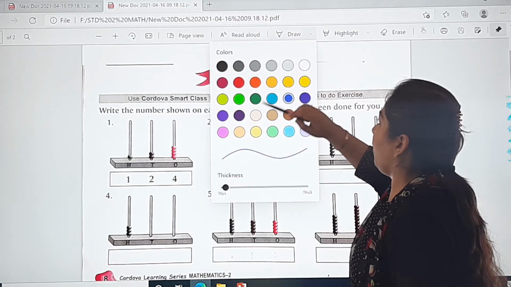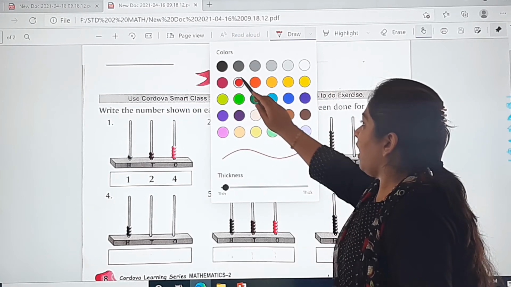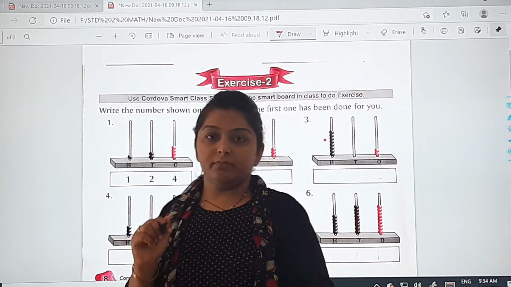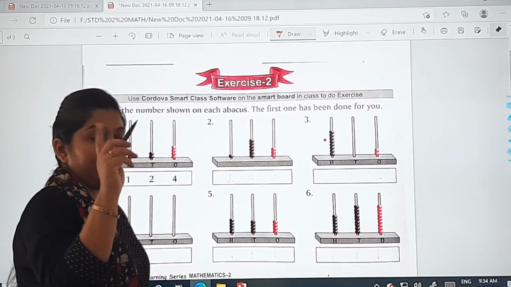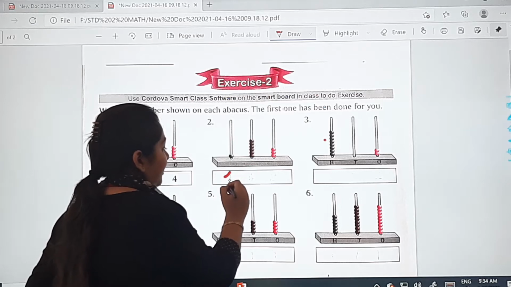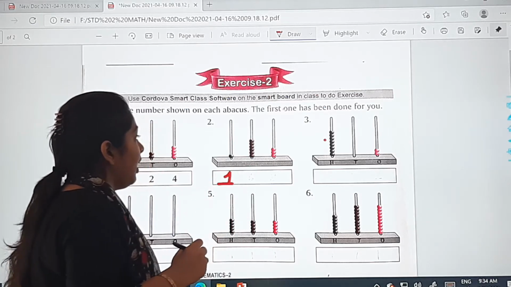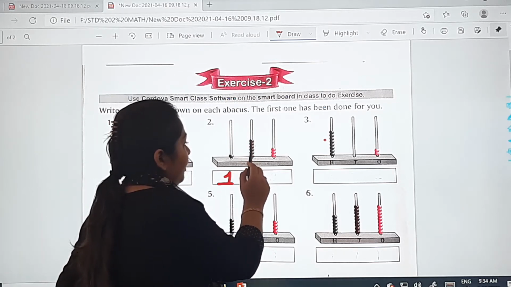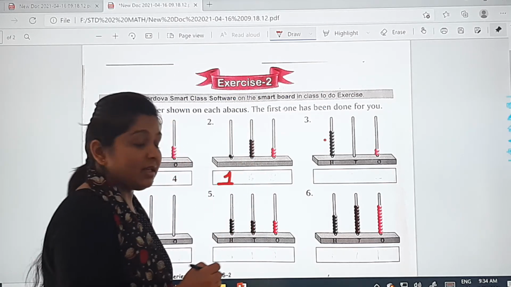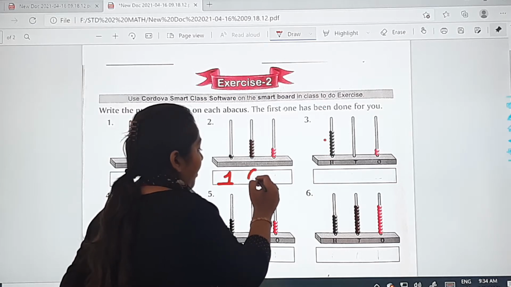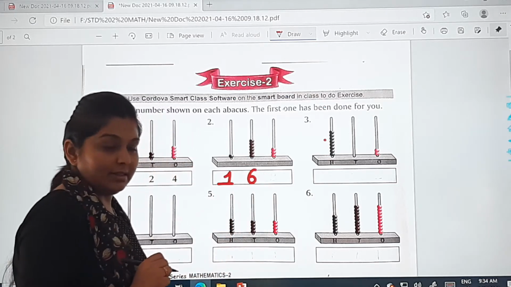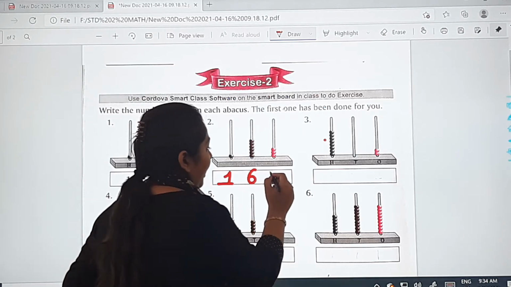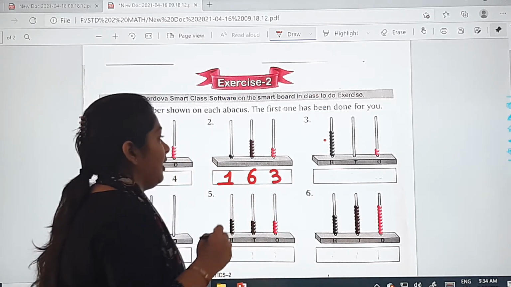In the second one we will do. Now second one. At the hundreds place only 1 is there. So you will write number 1. At the tens place you will count the beads. 1, 2, 3, 4, 5 and 6 beads are there. So we will write number 6 like this. At the ones place only 3 beads are there. So you will write number 3.